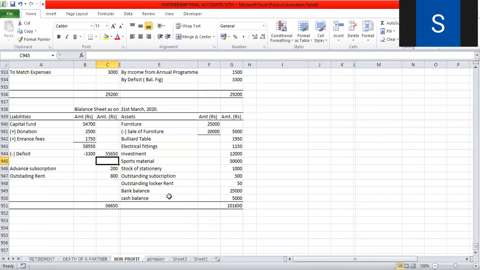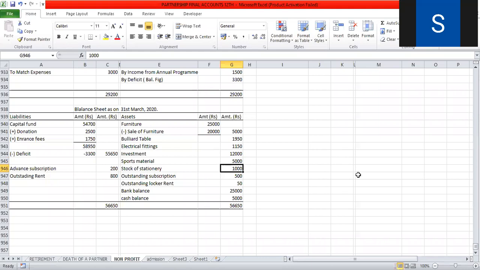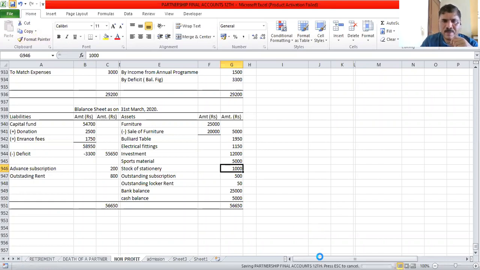Sir, you have taken sports material as 50,000. That is supposed to be 5,000. Yes, now correct? Yes, that was increased tenfold, instead of 5,000 it came to 50,000. Now both sides are equal. You are getting the same figure, isn't it? All of you getting the same figure?